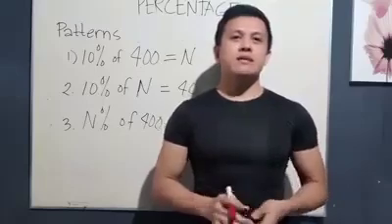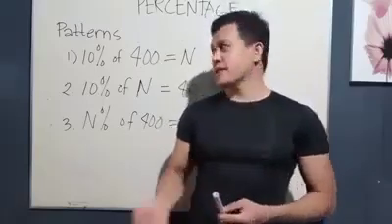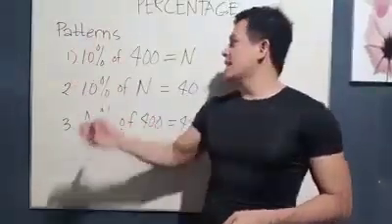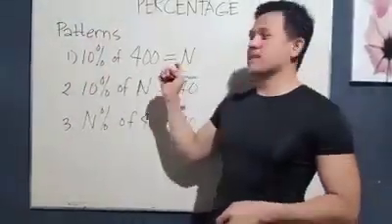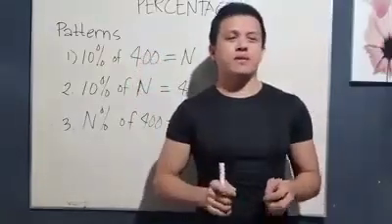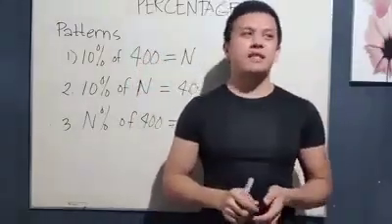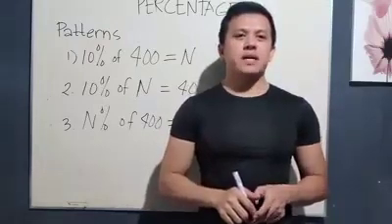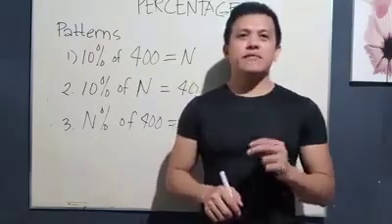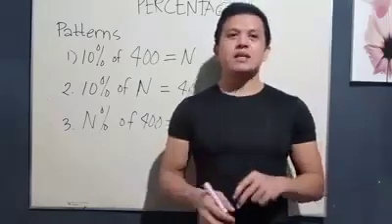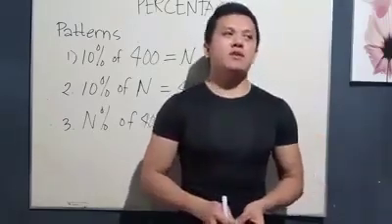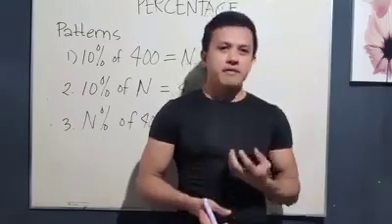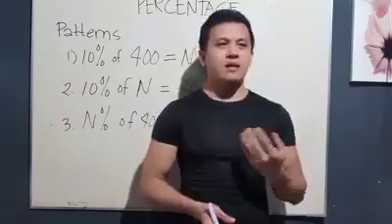Okay, so mayroon tayong tatlong patterns. First pattern, second, and third. Okay, so first pattern, usually like 10% of 400 is equal to n, where n is unknown. Okay, so kukunin niyo yung 10% ng 400. So this is very common. Usually the question goes this way. What is 10% of 400? So ganun yung question in this case. Okay? So n there refers to the unknown or the 10% of 400.